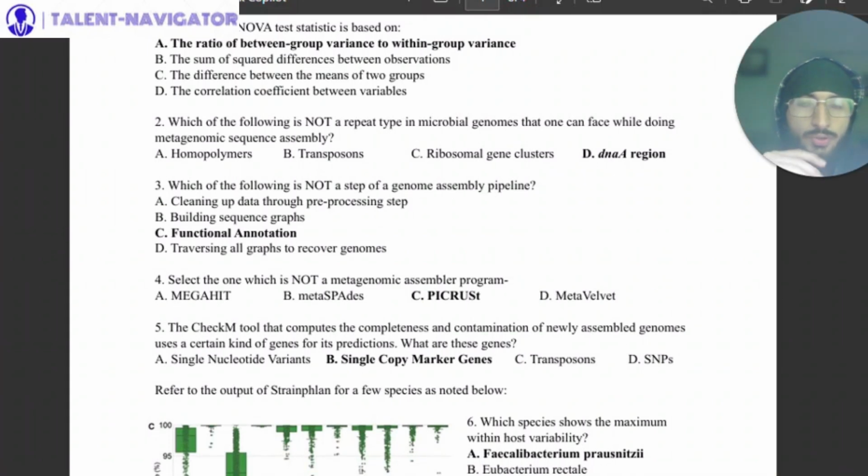We'll be discussing some questions on computational metagenomics. So first question is, the PERMANOVA test statistic is based on the ratio of between group variance to within group variance. Then which of the following is not a repeat type in microbial genomes that one can face while doing metagenomic sequence assembly? So not a repeat type in microbial genomes is DNA A region.